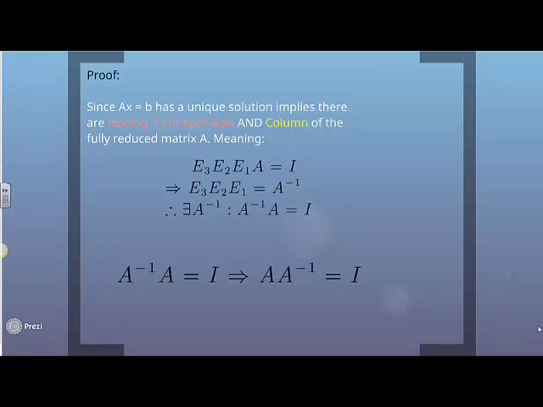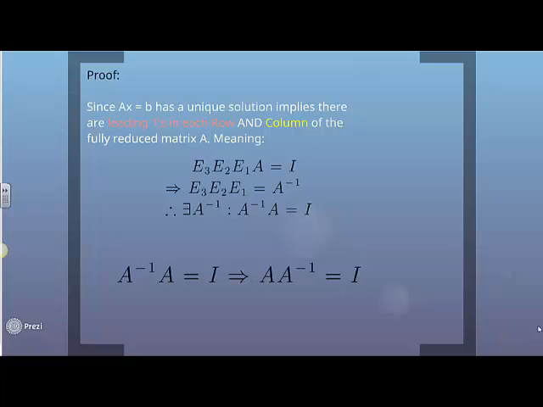This then implies that all of our elementary row operations multiplied together is actually our multiplicative inverse. Since by the definition of multiplicative inverse, you have to take the inverse times the original matrix, and that will equal the identity. So therefore, we have a multiplicative inverse for A. Since we have A inverse A equals identity, we also have that A A inverse equals identity. So you have both cases of the multiplicative identity.